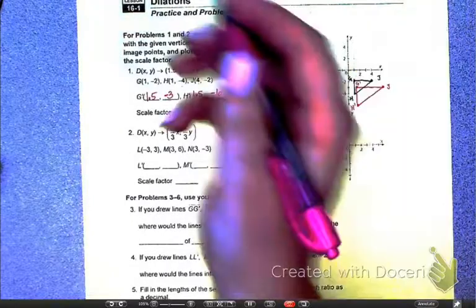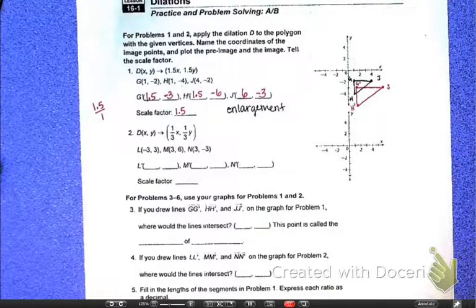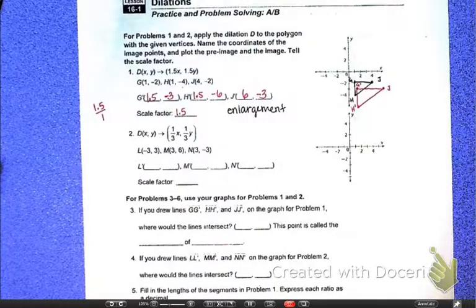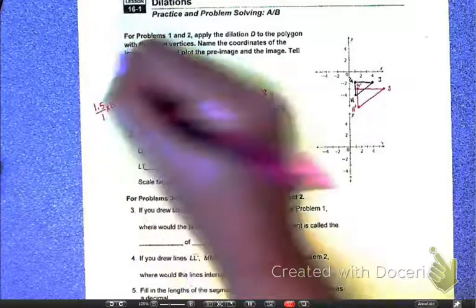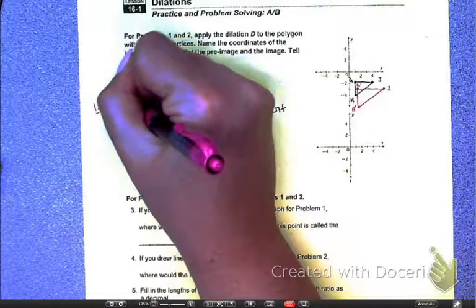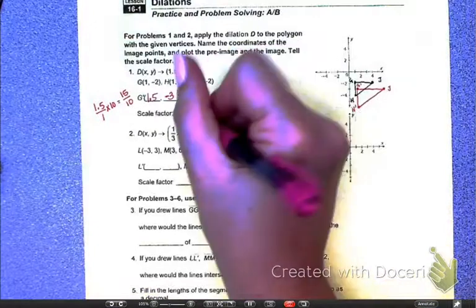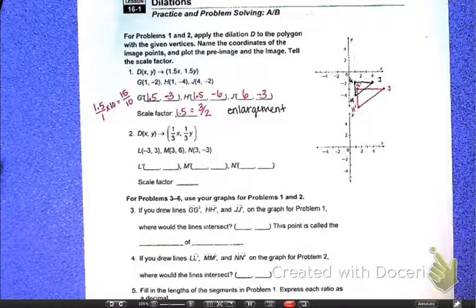Do you agree that 1.5 is the same as 1.5 over 1? Does that mean the same thing? Yeah, right? I can put it over 1. Now how would I change that? Because like I did in homework, I didn't like that decimal. How do I get rid of that decimal? Multiply both the top and bottom by 10, so that gives me 15 over 10. What is 15 over 10 reduced to? 3 over 2. So 1.5 is the same as 3 over 2, but we want it as that fraction because we're writing ratios. Are we okay with that?